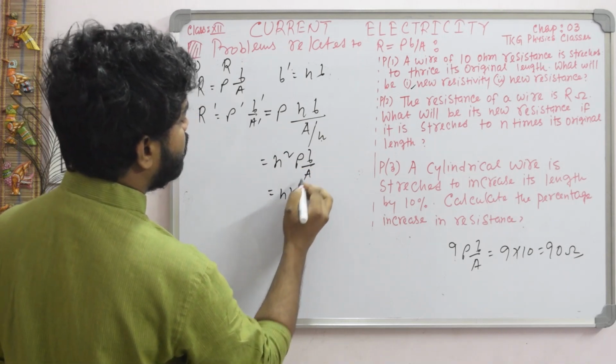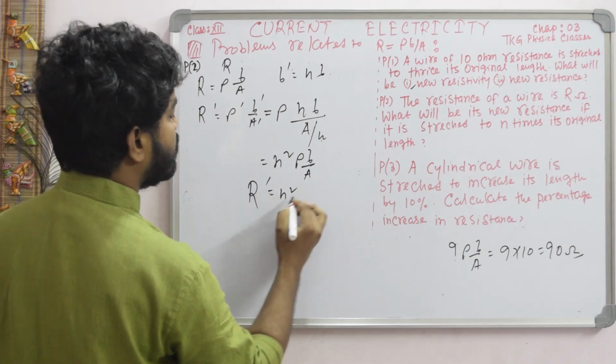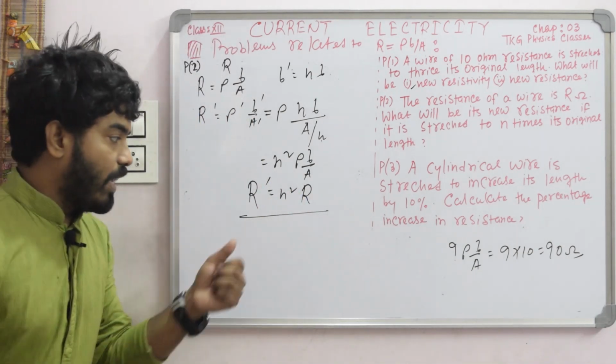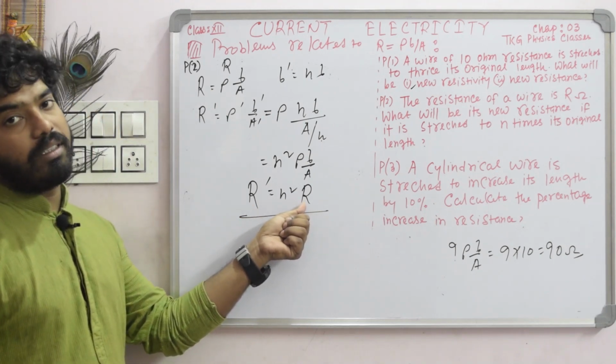And what is rho L by A? Rho L by A is the initial resistance. So R dash is equal to n square into R. The final resistance becomes n square times the initial resistance.